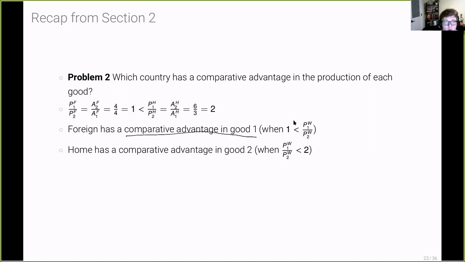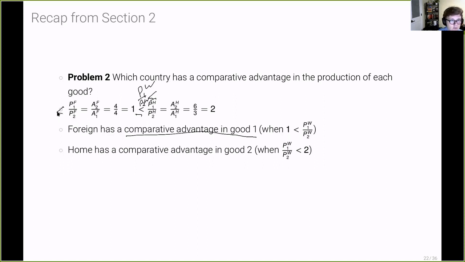Now, it's going to be important to stress that, when these two countries open to trade, we can expect that the world price is going to be in between the prices of each country in autarky. Not strictly speaking, the prices could be equal to one of the two. But whenever the world price is greater than 1, we're going to see that foreign is going to have a comparative advantage in good 1.